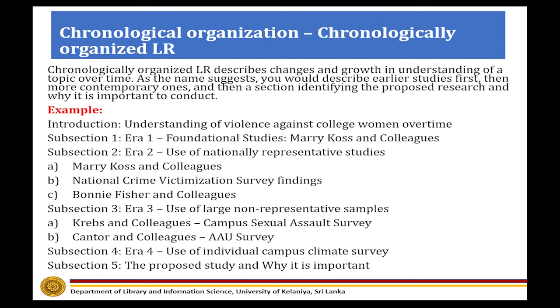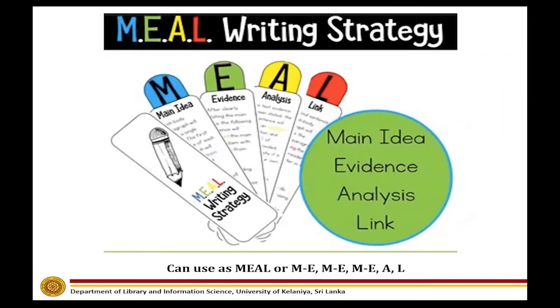Right, and to write that, whether it is the descriptive or the chronological order, in order to write the literature part very well, you can follow this MEAL writing strategy. I hope some of you are very familiar with this one, right? M means main idea. We need to always present the main idea first, then provide the evidence, then the analysis part, and then link that literature that we use to our own study.